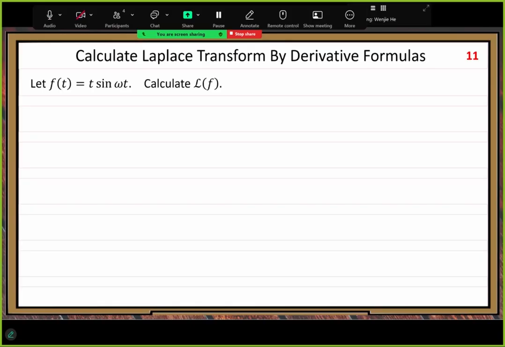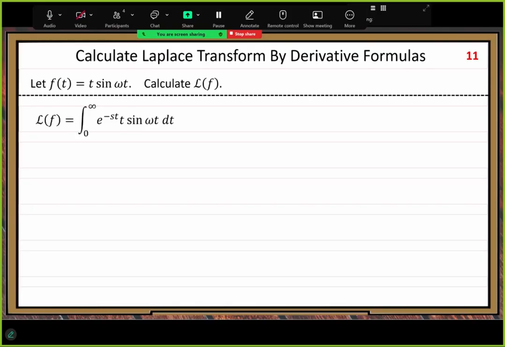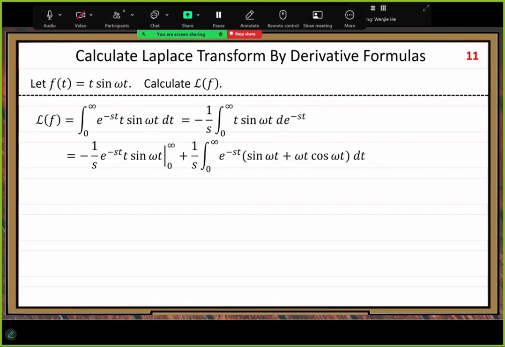Calculate L of f. Let's just apply the definition formula. L of f. Integration by parts, right? So you can write the first step, then integration by parts. We write this way. The good thing is the first term is 0, right? It's gone after you plug in those 2 integral limits, 0 and infinity, you take the limit. So at both limits, this term is gone.